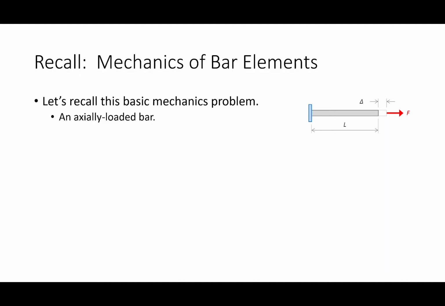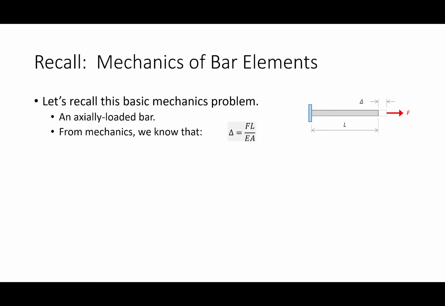So let's go back to a basic mechanics problem of a bar being yanked on by some force F, and it elongates some amount delta, okay? So we have our undeformed length L, and then how much it stretches, delta. We can compute delta as FL over EA, right? The force times the undeformed length divided by EA.